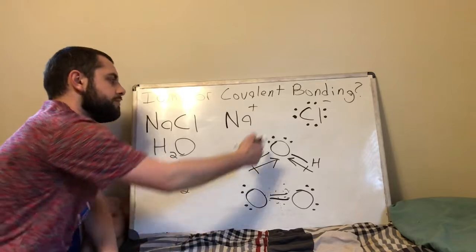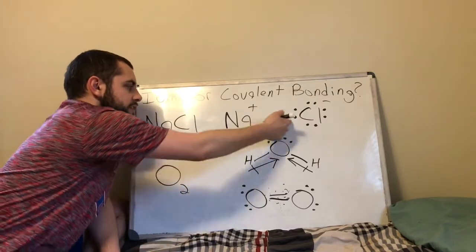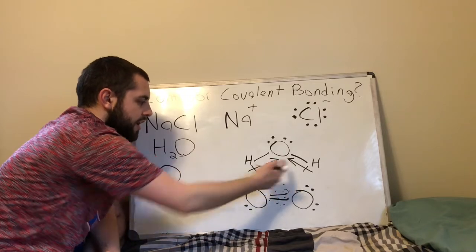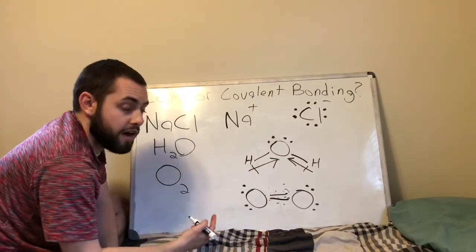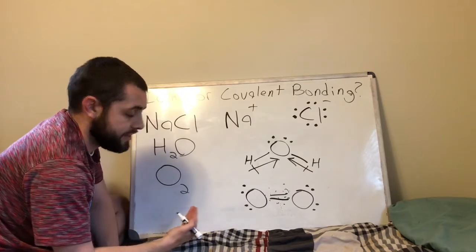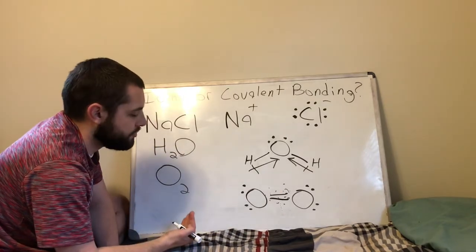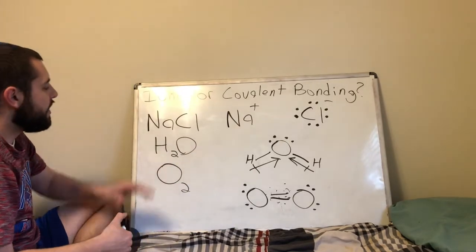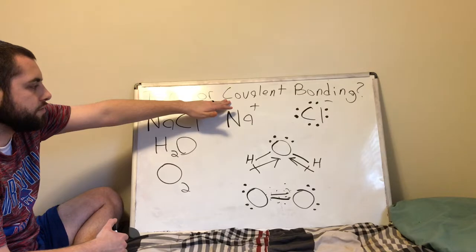So we can say this is an ionic bond. This is a polar covalent bond. And this is a nonpolar covalent bond. It does not have poles. It is symmetrical in its distribution of charge. Basic bonding, ionic versus covalent.